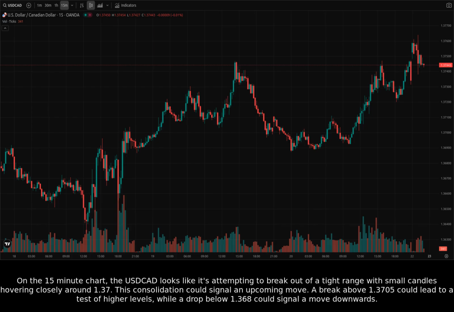On the 15-minute chart, the USDCAD looks like it's attempting to break out of a tight range, with small candles hovering closely around 1.37. This consolidation could signal an upcoming move. A break above 1.3705 could lead to a test of higher levels, while a drop below 1.368 could signal a move downwards.